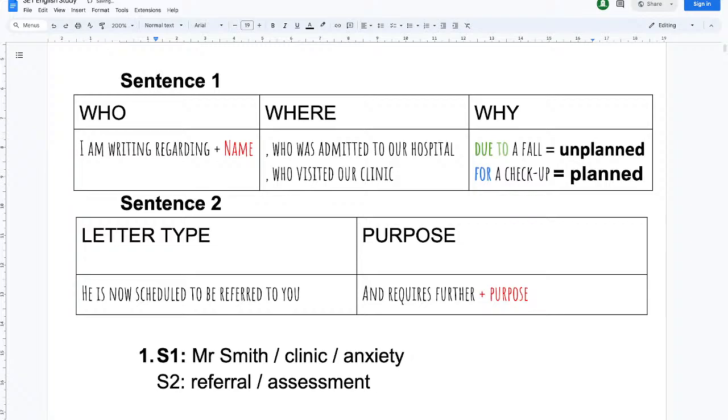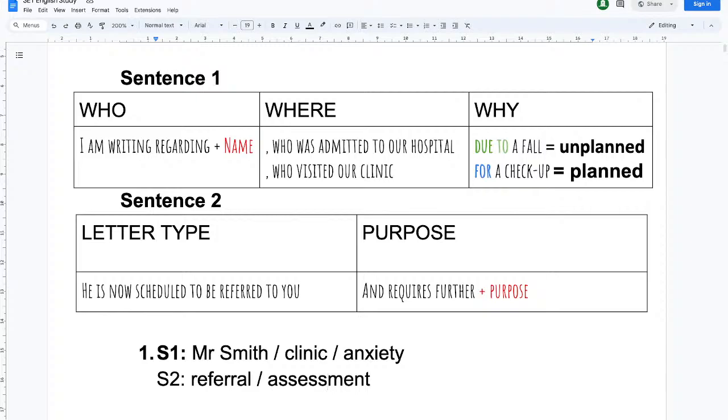Okay. So guys, remember this is your who, this is your where, this is your why, this is your letter type, and this is your purpose. Why don't you guys write in the chat, YouTube, Facebook, write in the chat an introduction paragraph, please. Write an introduction paragraph for me in the chat. It would be great if you could do it.